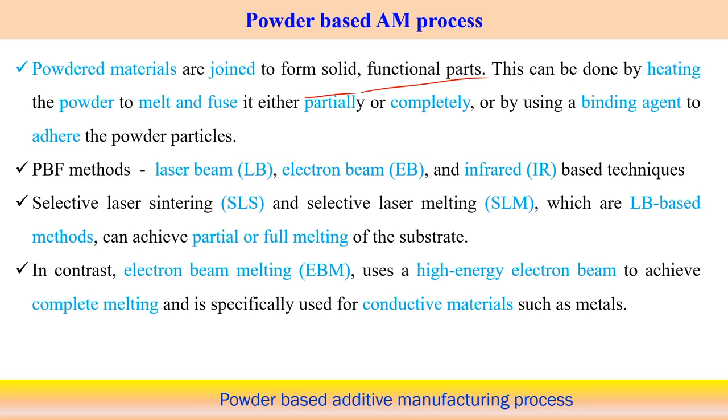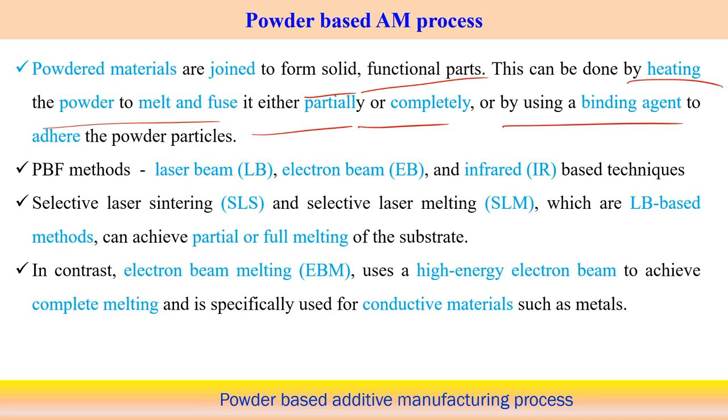So here this powder is basically heated and allowed to either melt or fuse together, or allowed to undergo sintering operations, or it can be melted either partially or completely. The powder which is not used in this case can act as a support structure. Now this basically uses a heat source to bind the powder particles to make a solid component.